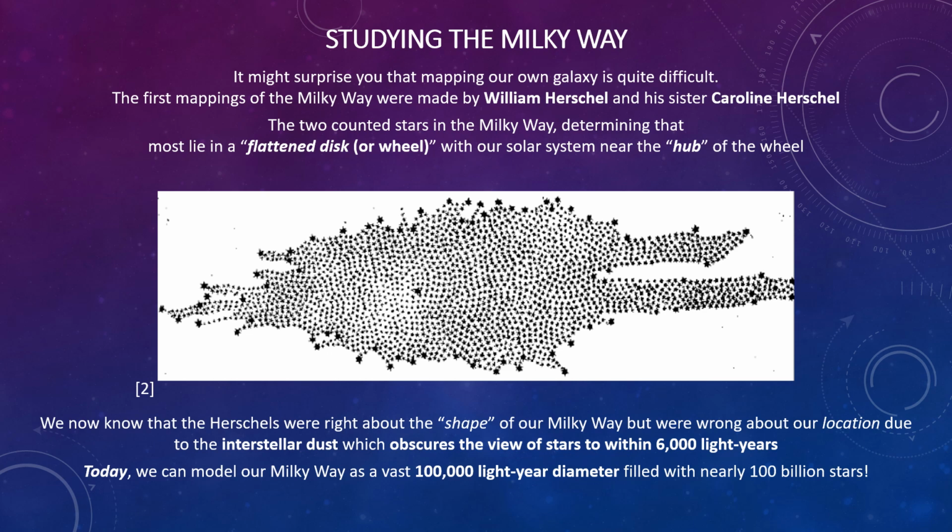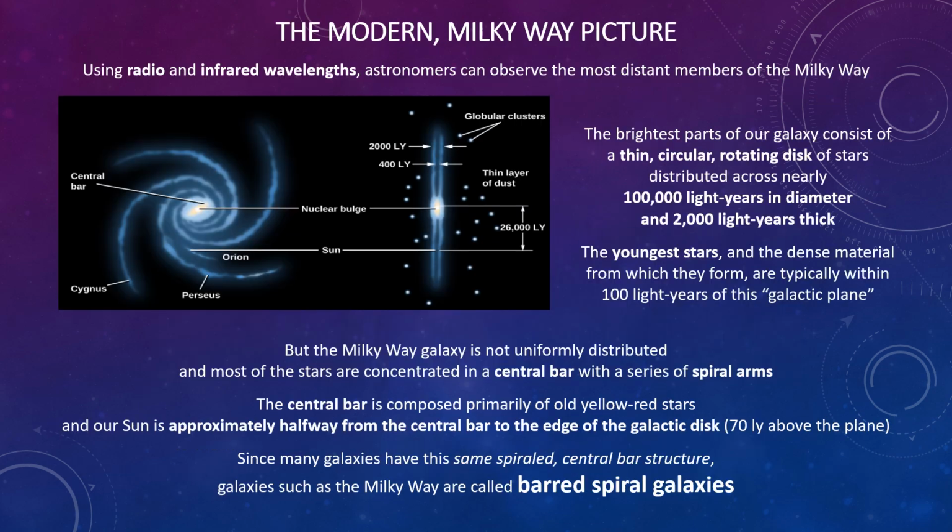So today we can model our Milky Way as a vast 100,000 light year in diameter spiral galaxy that is filled with nearly 100 billion stars. 100 billion stars. That's a lot. So astronomers have to use radio and infrared wavelengths to study the most distant members of the Milky Way. That's because we have all of that gas and dust in the way, which blocks the optical.